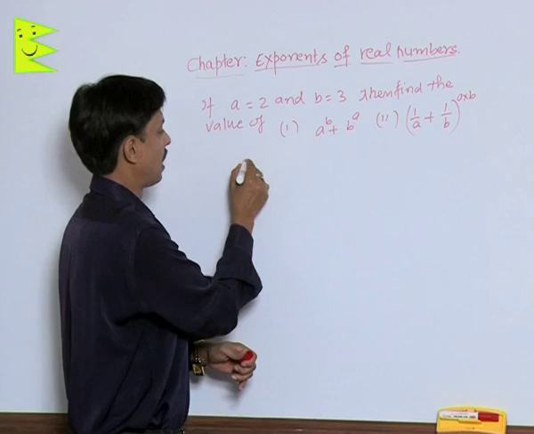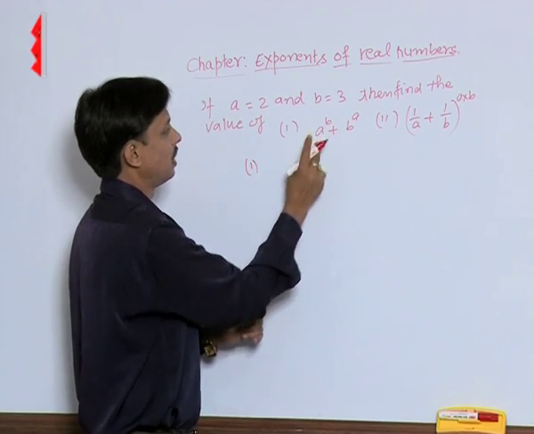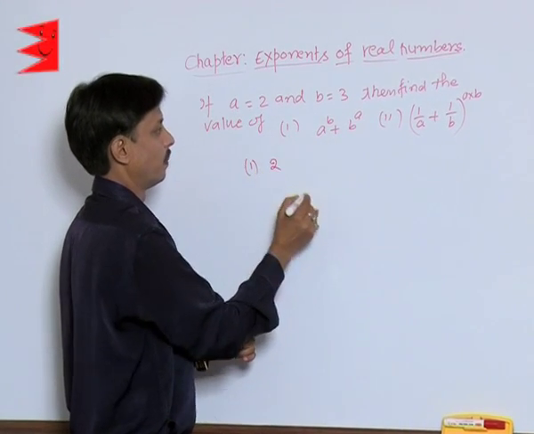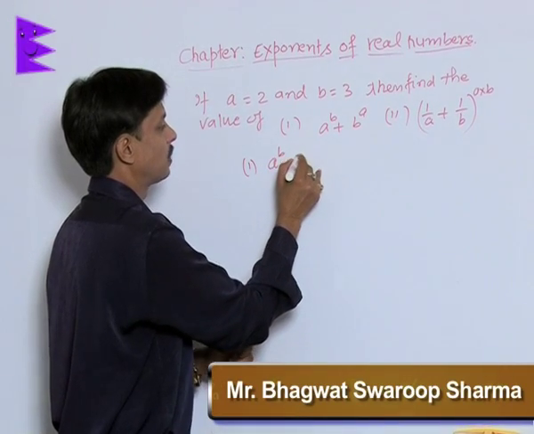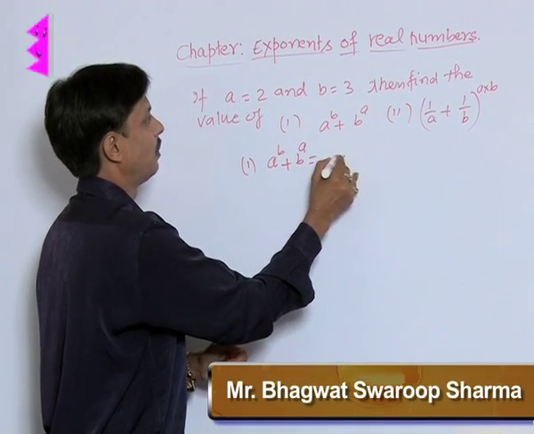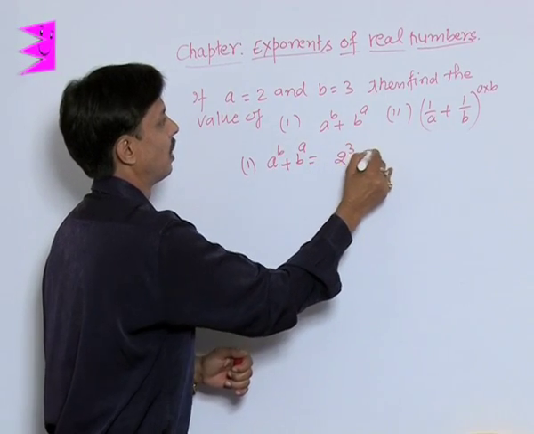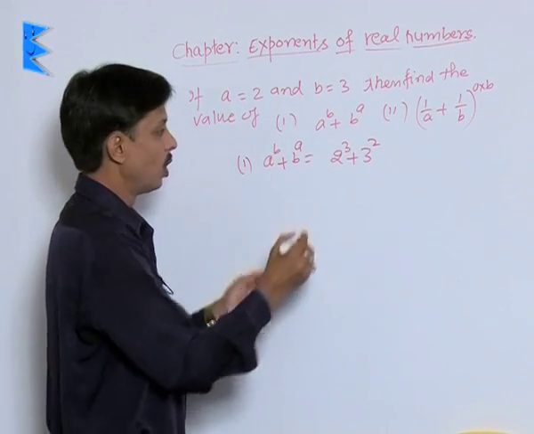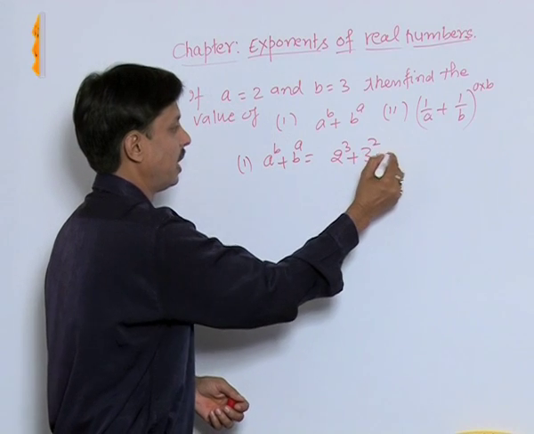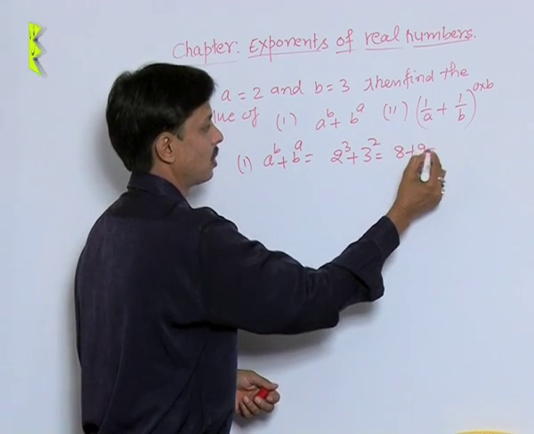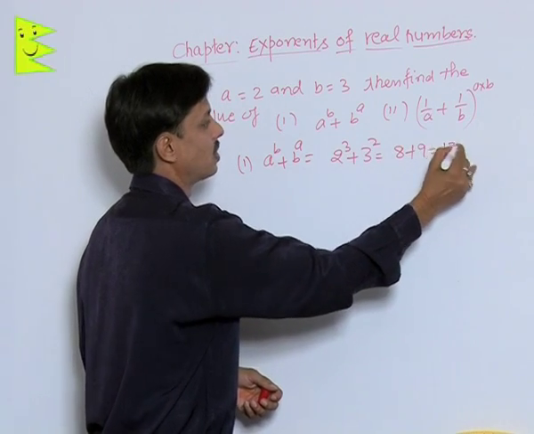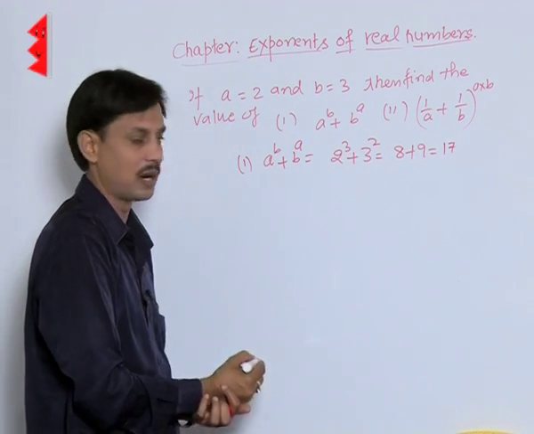So for the first part, a to the power b, what is a? 2. I am writing the question again: a to the power b plus b to the power a becomes 2 to the power 3 plus 3 to the power 2. 2 to the power 3 means 8 and 3 to the power 2 means 9. The answer comes out to be 17. This is about the first part.